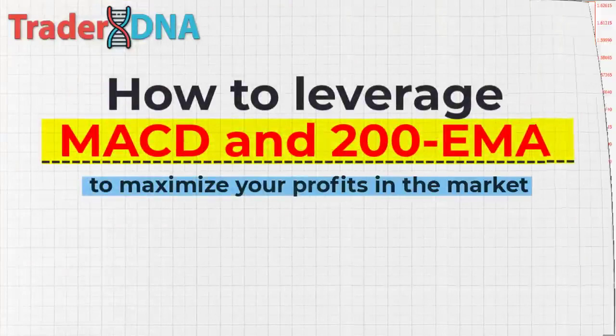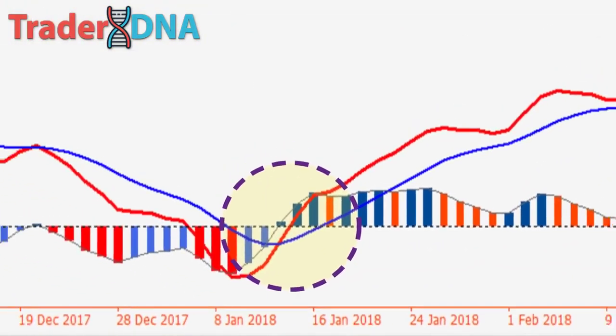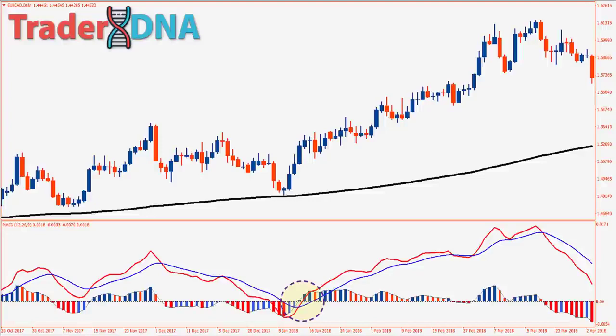market. So, if we combine all these elements, we execute a buy trade when the MACD lines cross below the zero line, and the current price remains above the 200-day moving average. By following this approach, you ensure that you only trade when the market is in an uptrend.